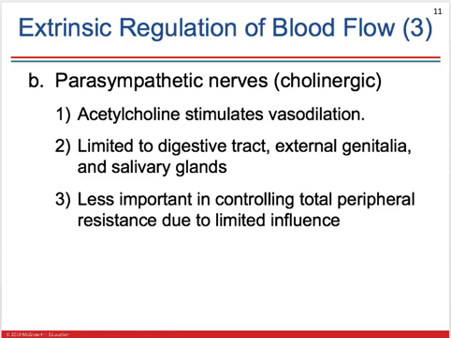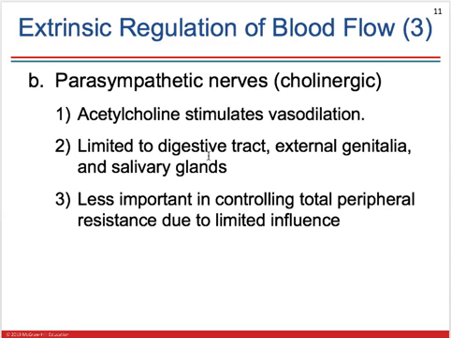So then let's look at the other part of the autonomic nervous system, the parasympathetic nerves. And so they release acetylcholine. Acetylcholine is largely vasodilatory. It really doesn't have a very big effect because, well, it doesn't have very many tissues that it innervates.